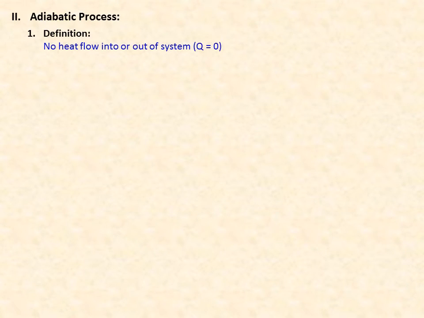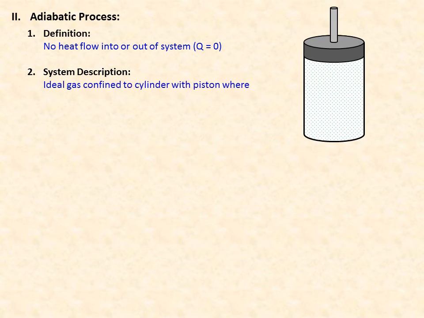All right, so the second of these 4 thermodynamic processes we're going to consider today is what we call an adiabatic process. And by definition, an adiabatic process is one where no heat is allowed to flow into or out of our system. In other words, the net heat transfer to or from our system is always 0. So when we're describing our system, as in the case of the isothermal process, we're going to consider an ideal gas which is confined to a cylinder with a piston, and that gas will be allowed to expand or contract. That piston is free to move.